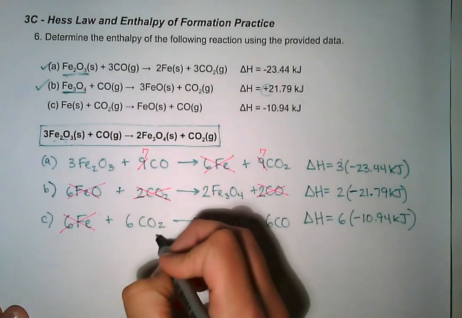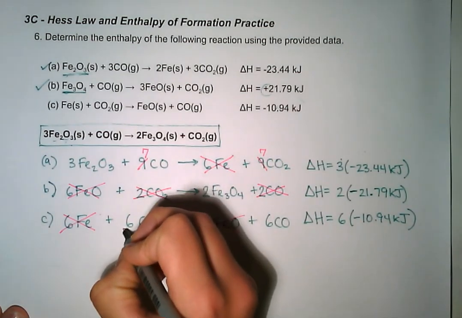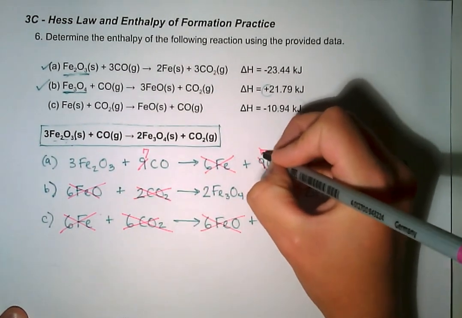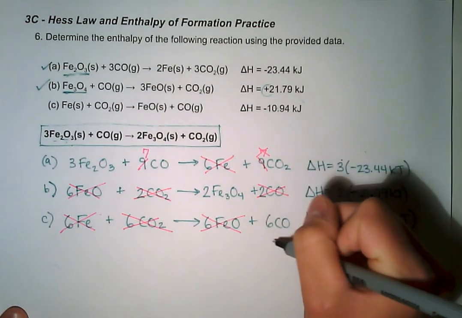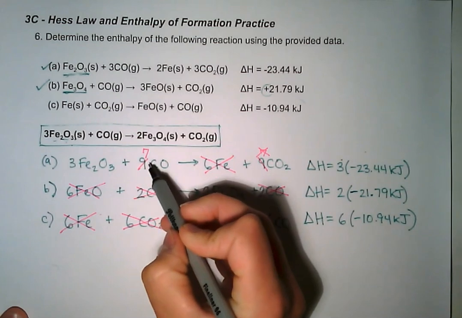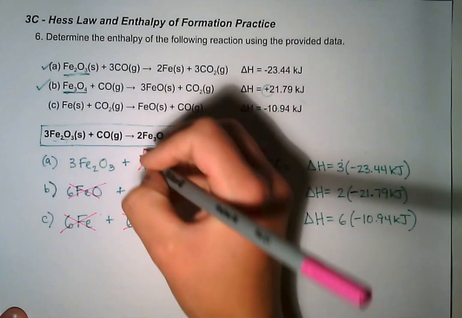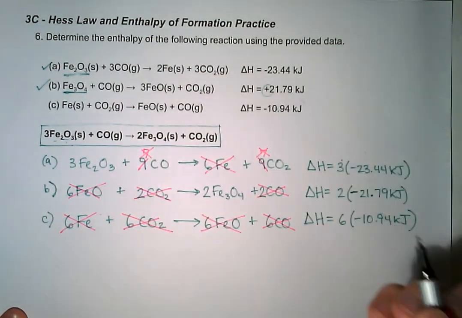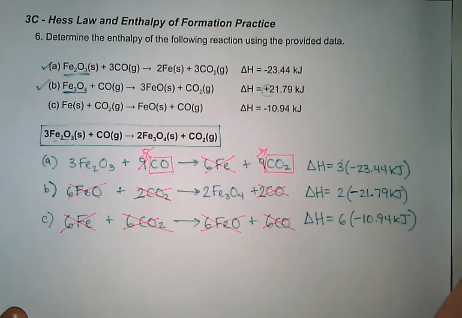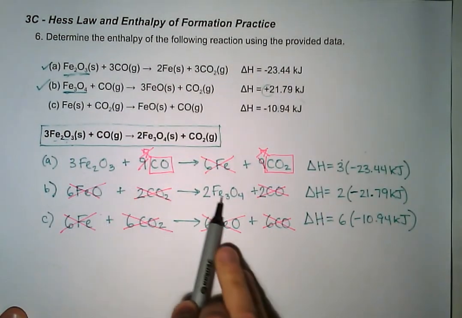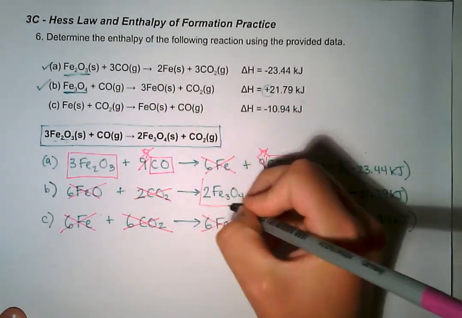Our 6 CO2s here will cancel all but 1 of the carbon dioxides over here. So we'll cross out these 6 and we'll cross out the 7, so we just have 1 CO2 left. And then our 6 carbon monoxides will cancel out 6 of the 7 carbon monoxides over here. So we'll cross that one out completely and cross out the coefficient there. So now we're left with CO2 over here, CO over here. Fe2O3, Fe3O4, those don't cancel, so we're going to be left with those ones as well.